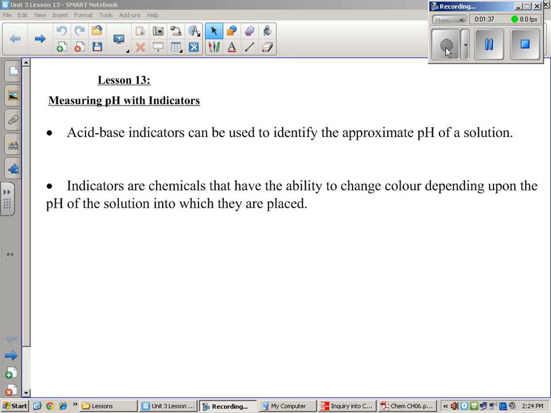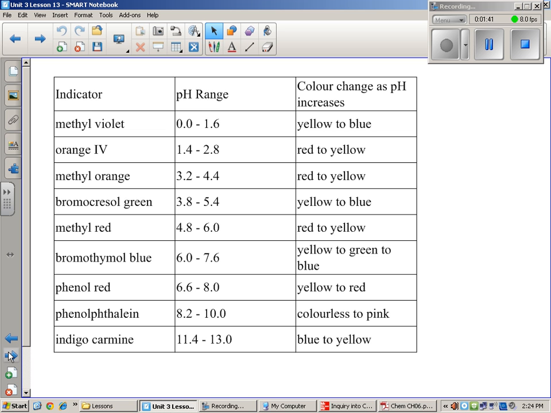So they have the ability to change color depending on the pH of the solution into which they are placed. Here's a chart. Here's about 11 indicators. Actually, you're not going to use all these indicators today, but here are some examples of indicators, and the pH range that they measure. Now, here's what's important about this, so pay attention, please.